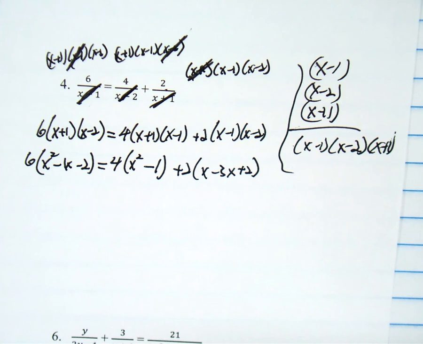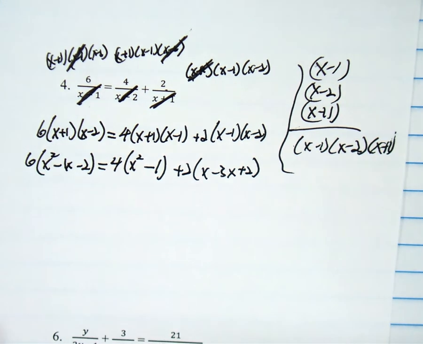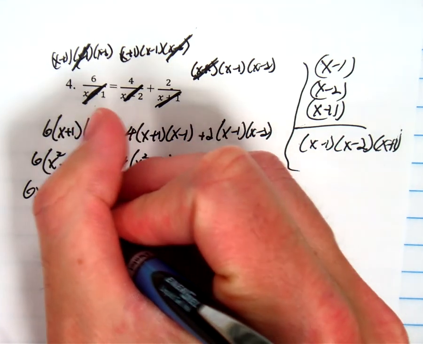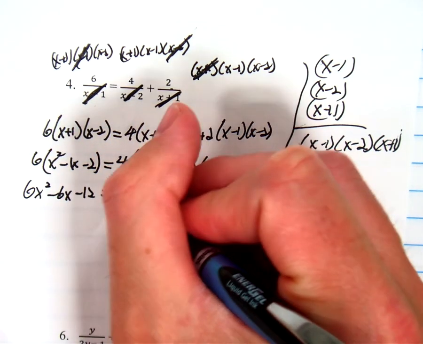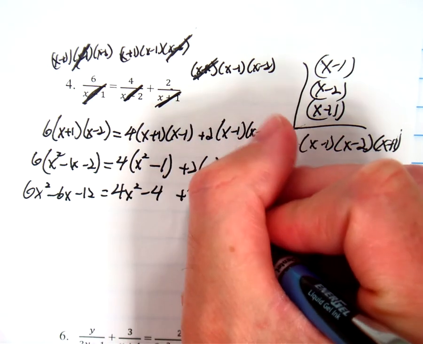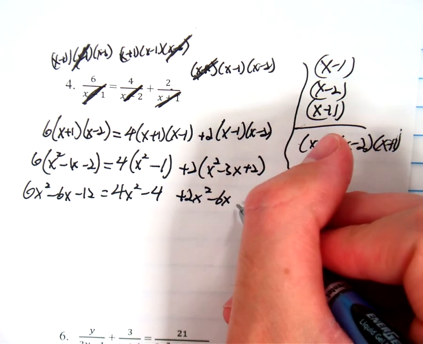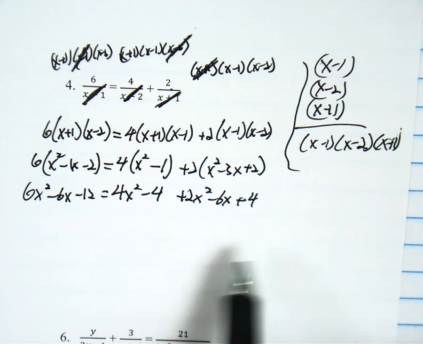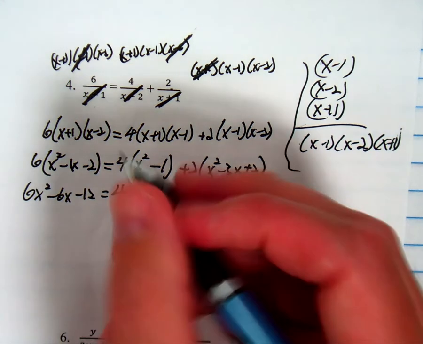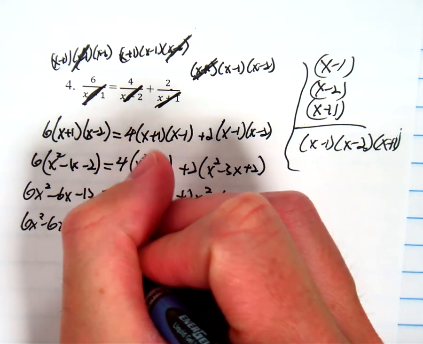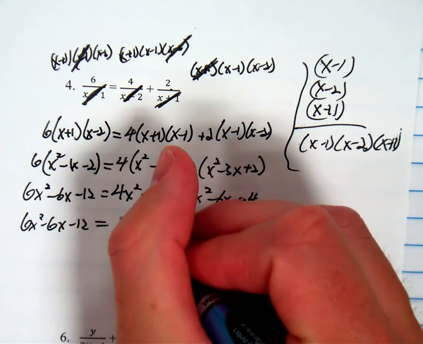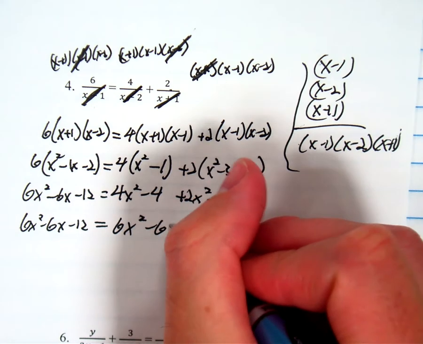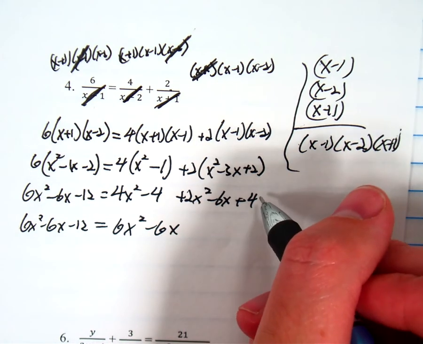A lot of work here, a lot of work. Now let's get, I lost my squared. Okay, now let's distribute these. Okay, if you want to kind of combine these up over here, group these up over here, we can do that. 4x squared plus 2x squared is 6x squared. Then we have a minus 6x. We have a minus 4 and a plus 4.